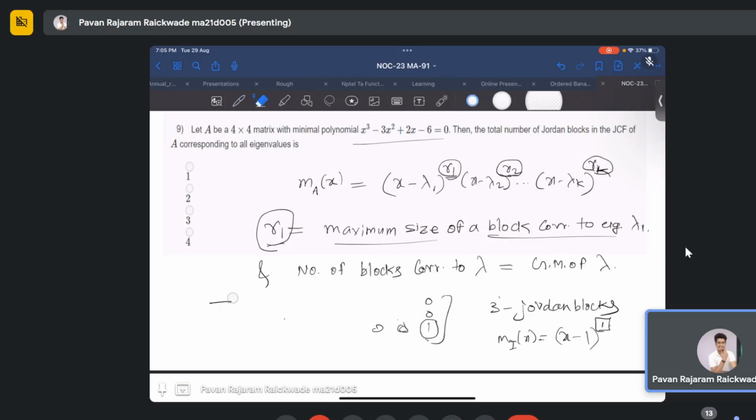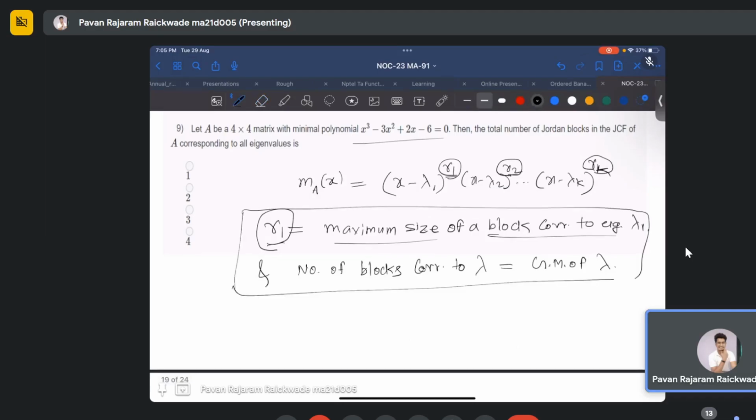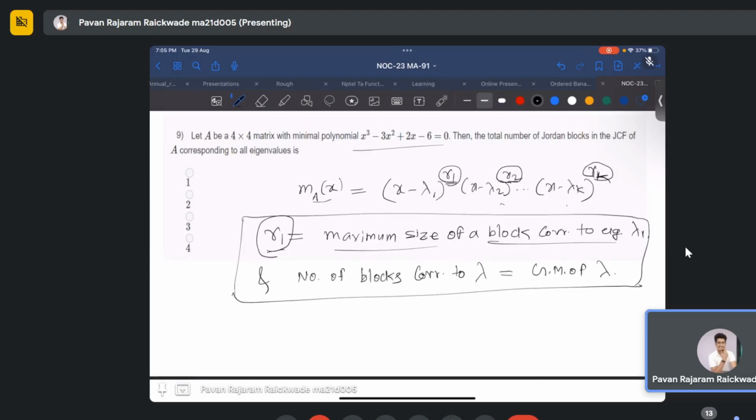Okay, is this a correct statement? If I write the minimal polynomial as these factors, then the degrees r1, r2, rk represent like this. Ri basically is the maximum size of a block corresponding to eigenvalue lambda i, and the number of blocks corresponding to lambda is equal to the geometric multiplicity of lambda.